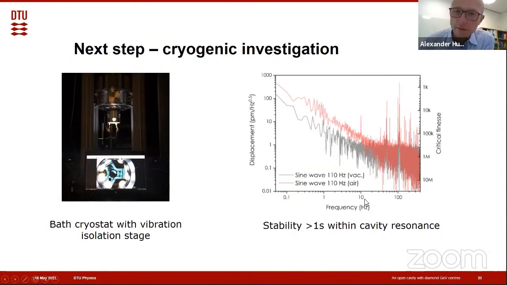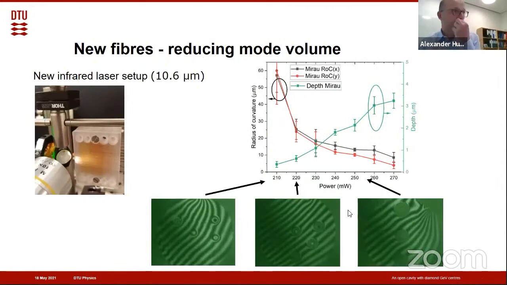So this is the displacement spectrum of a cavity resonance measured in vacuum, which is the gray trace, and filled with air. So in vacuum, for a cavity finesse of the order of 10,000, as we had in the experiment, we have a stability which is exceeding a second. So I hope that this is actually quite encouraging, that the system will also work when cooled down to 4 Kelvin temperature.